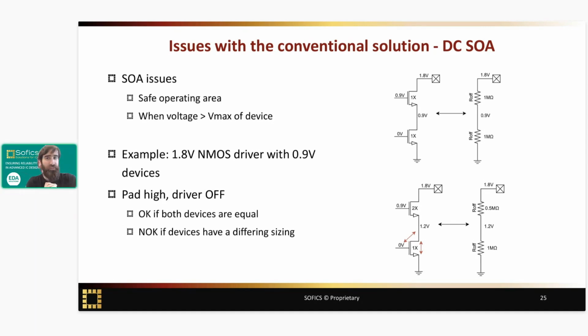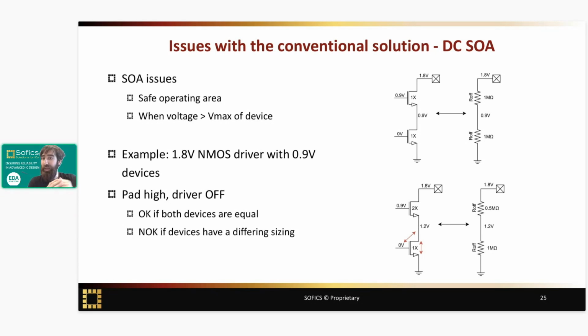Just realized I forgot to explain what an SOA issue actually is. This is a safe operating area violation, which means that it leaves the safe operating area of the device. This happens when the voltage over 2 terminals of this device becomes greater than the allowed voltage over these 2 terminals.